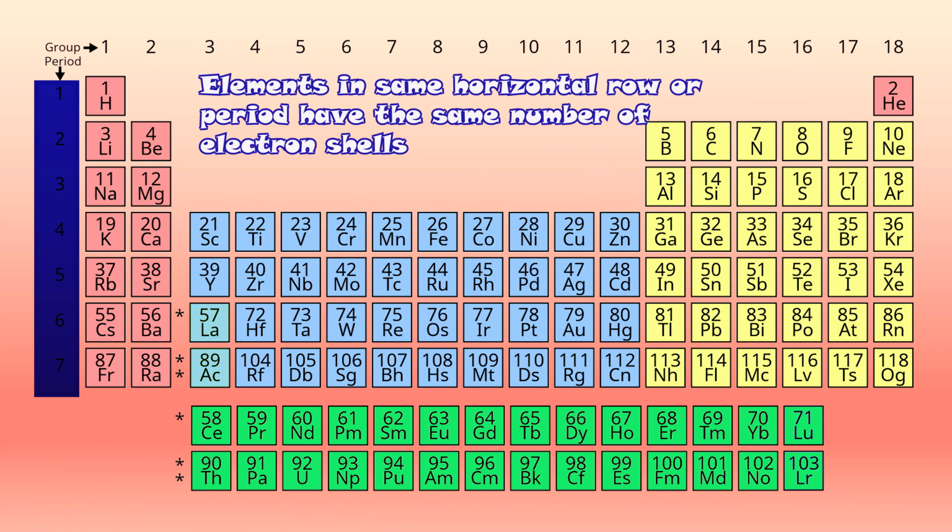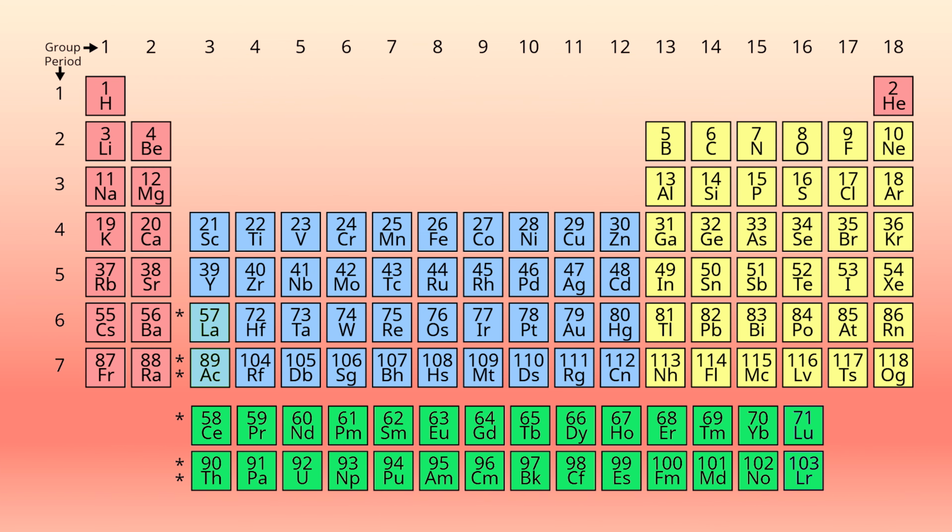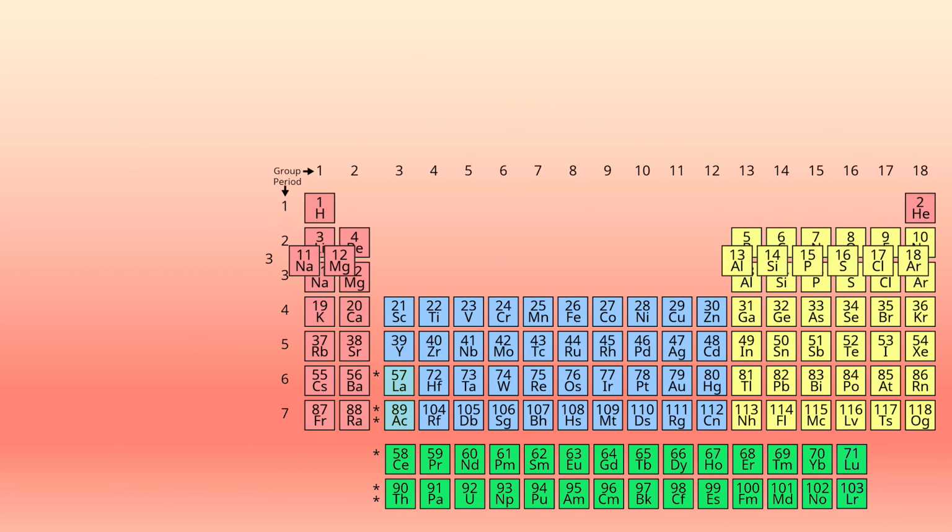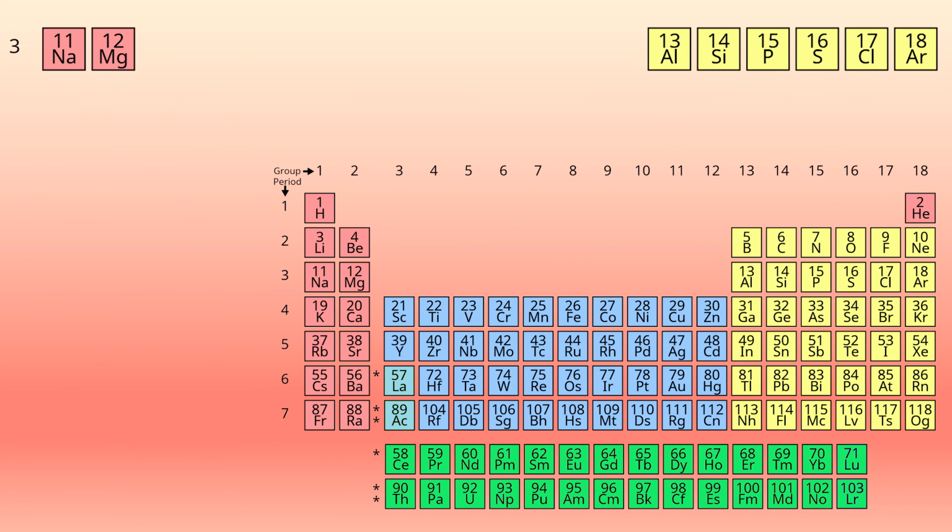And elements in the same horizontal row or period have the same number of electron shells. For example, for all elements in period number 3, their last electrons are in shell number 3, and each next element in a period has one more proton, or atomic number, as the periodic table is arranged based on atomic number.